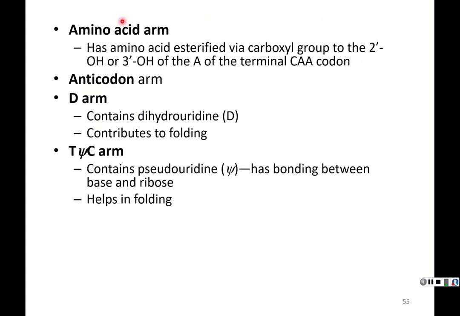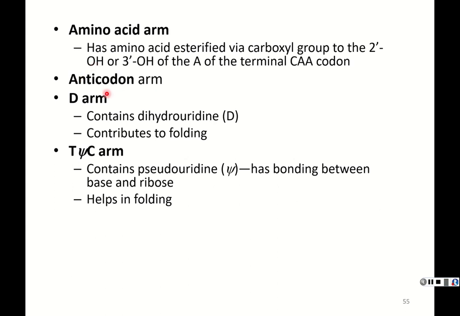Okay. There are different parts to them. One, if we think of where the amino acid gets stuck on to the transfer RNA, that's referred to as the amino acid arm. And that's because it has the amino acid stuck there, or esterified via the carboxyl group on the amino acid, to the 2' or 3' OH group of the A in the terminal CCA. Okay, so on that last A in that final CCA is where the amino acid is stuck.